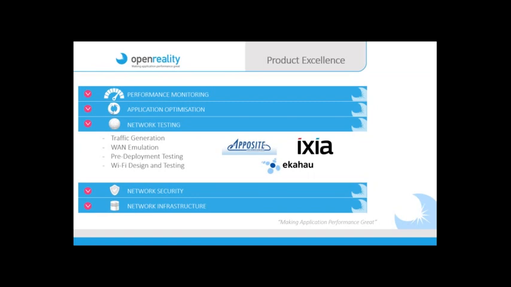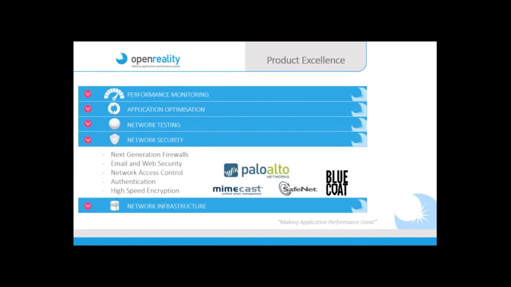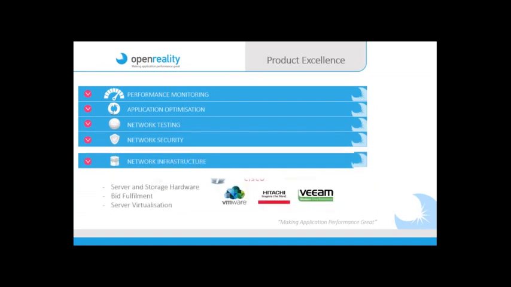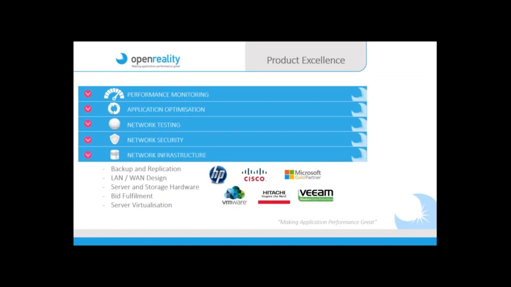That essentially gives you a lab environment for testing before rollouts of applications, new systems, etc. We're the master distributor in the UK for Apposite, and also Ekahau Site Survey, which is in the Wi-Fi design and testing space, and that continues to be one of our more popular products to date. We have a hand in security as well with Palo Alto Next-Gen Firewalls, and network and infrastructure. There's quite a number of vendors that we work with on that front.